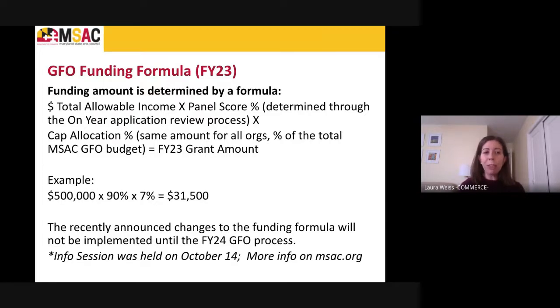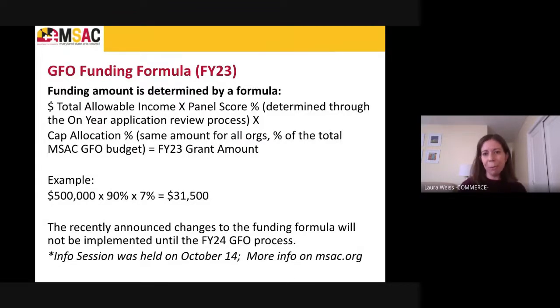But for the FY23 funding formula, it's the same formula that's been used for the past couple of years. And that takes your total allowable income times your panel score percentage, and that is determined through that last on-year application review process. So you do not have a new panel score this year. It's the one that you're carrying forward. And you multiply that by our cap allocation percentage, which is the same amount for all organizations. It's the percentage of the total MSAC GFO budget that we allocate to every single organization. So when you multiply all of that together, you get your FY23 grant amount.